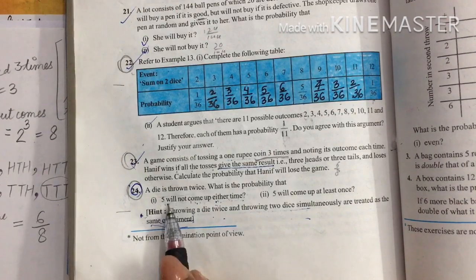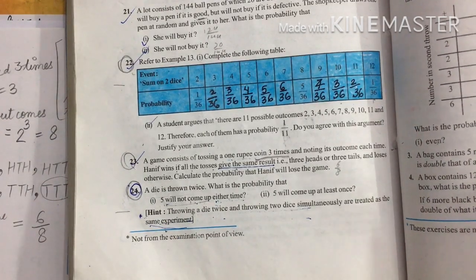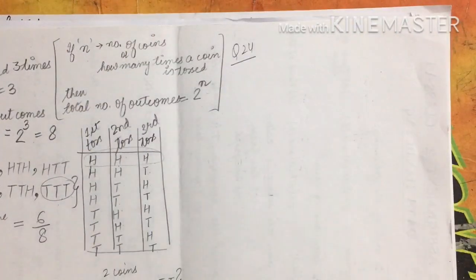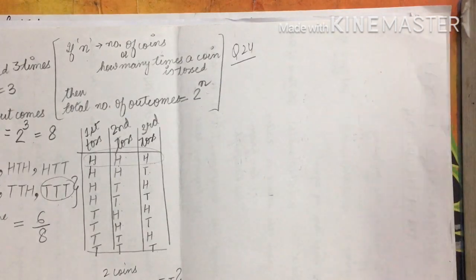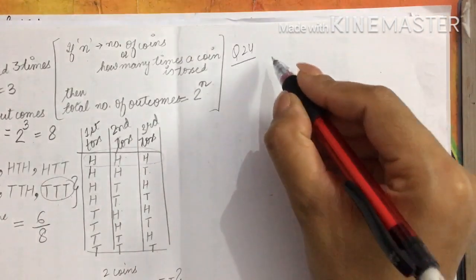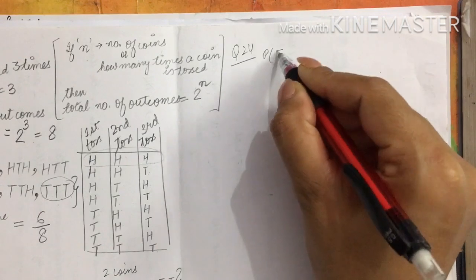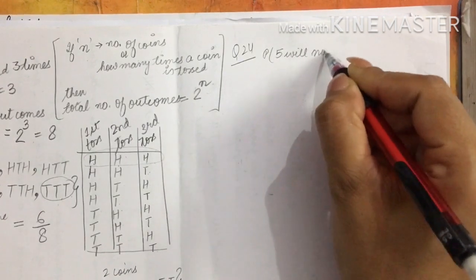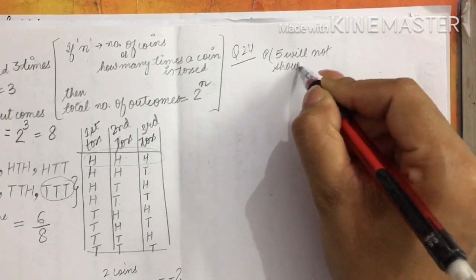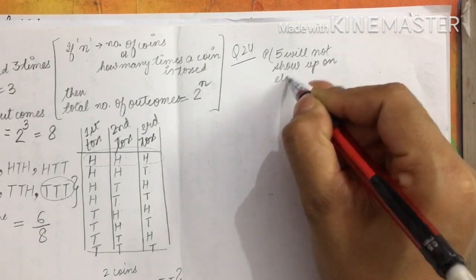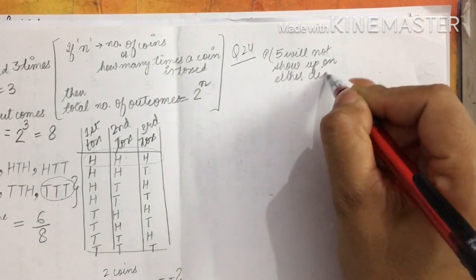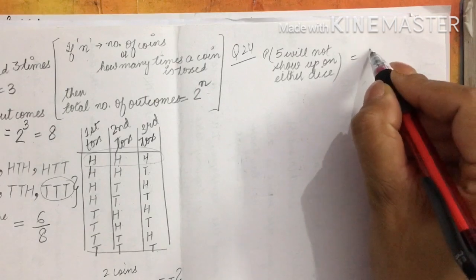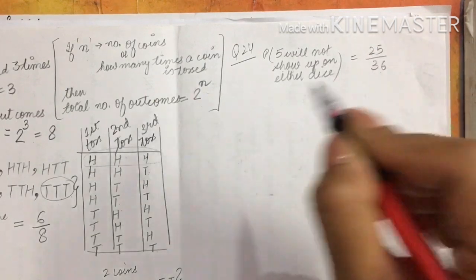So the probability for this case will be 36 minus 11 on top, that is 25, and in the denominator I will have 36. So the probability 5 will not show up on either dice is 25 out of 36.